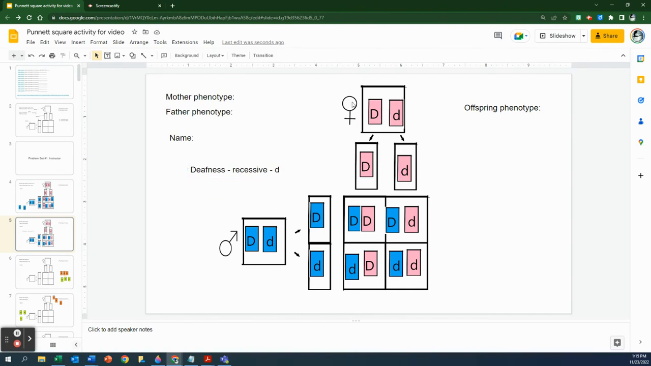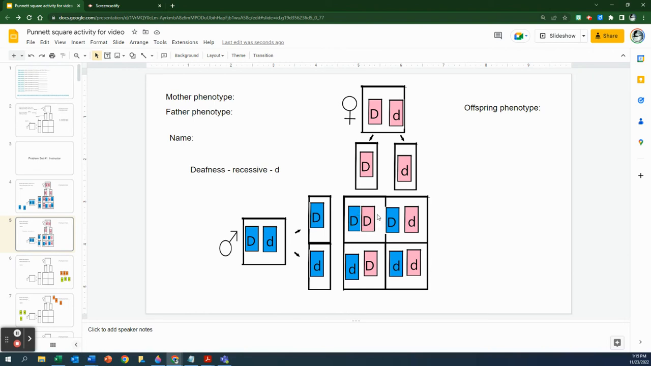Now, in this case, you have a mom that has a little d. She's hearing, right? Her phenotype is she's hearing. You've got a dad. His phenotype also is he's hearing. But because both of them carry a little d, they're carriers of the little d. Some of their sperm and some of their eggs are going to have little d. And so there is a possibility that a quarter of their children are going to be deaf because they are homozygous for the deafness gene, little d, little d.